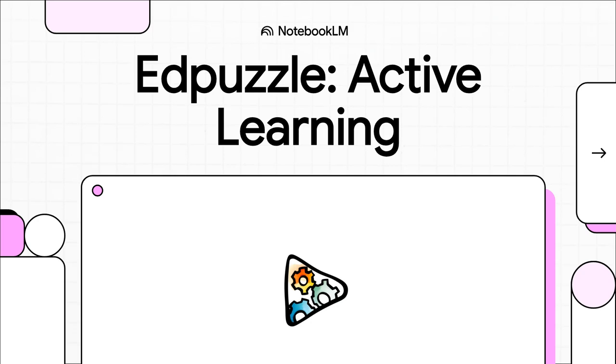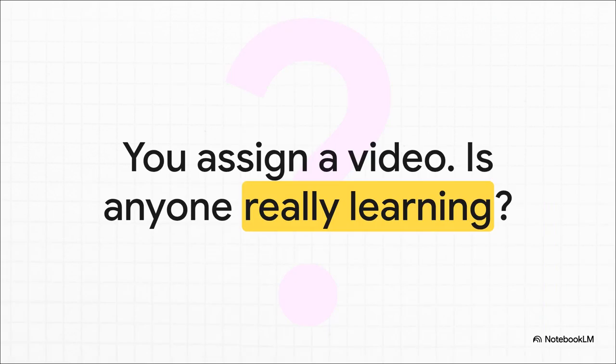Hey everyone, so video is everywhere in our classrooms now, right? Which is awesome. But it also brings up this one huge question that I think every teacher asks themselves. You know the feeling. You find that perfect video, you assign it for homework, you just kind of hope for the best. But let's be real. Are your students actually watching it? Are they getting it? Or are they just pressing play and scrolling through their phone?